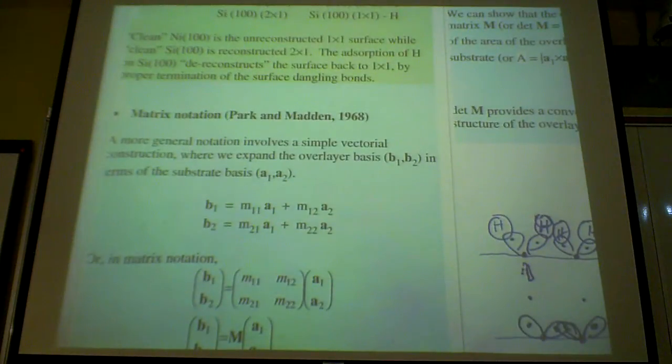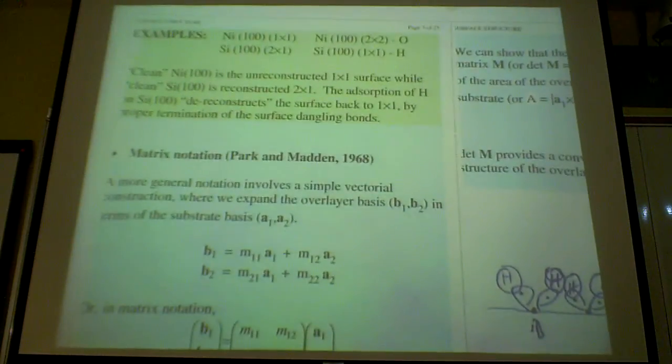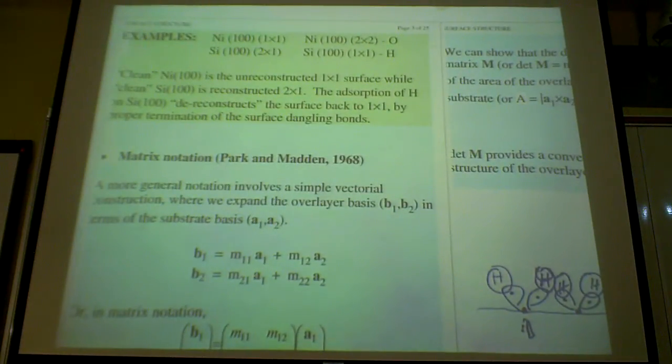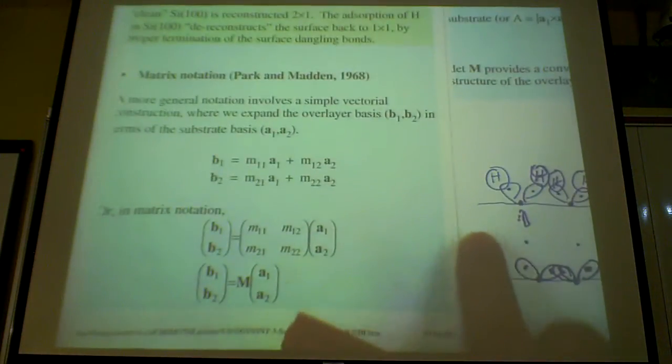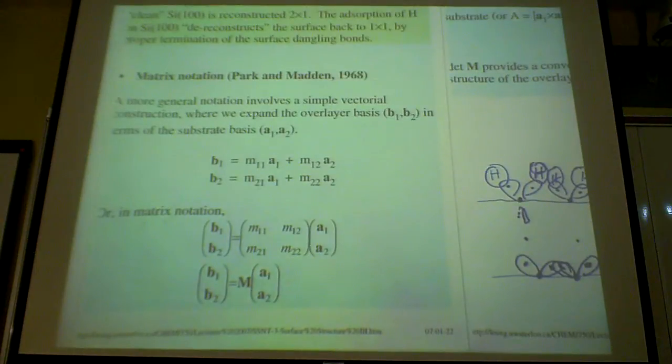So this Wood notation is good. People still use it a lot. When you talk to surface chemists, they use it. But it's not very general because if you have something tricky, it doesn't describe every surface, every overlayer structure. So people came up with a different notation called the matrix notation, which is due to Park and Madden, again near the same time when Wood came up with his notation.